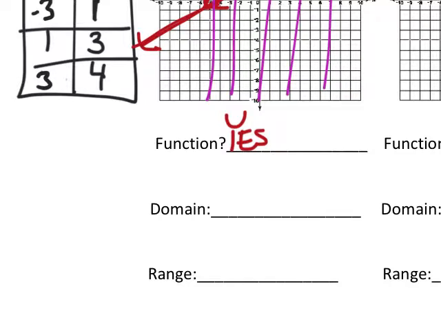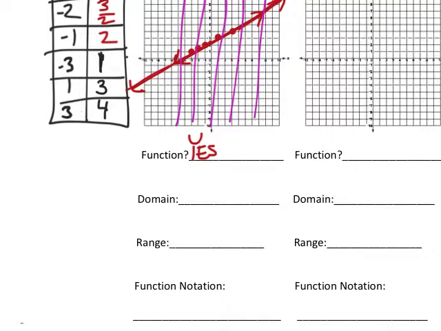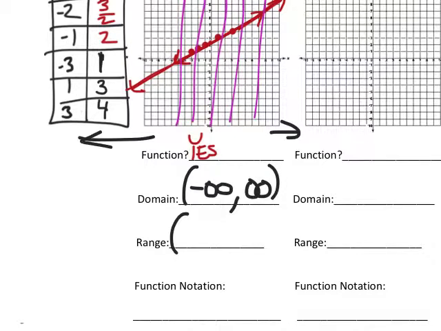What's the domain? Well, we can see from the graph that it's going to continue to the left and the right. So those are our x values. It's going to go from -infinity to infinity. The range is going to continue to go up over here, and it will continue to go down for infinity, okay?